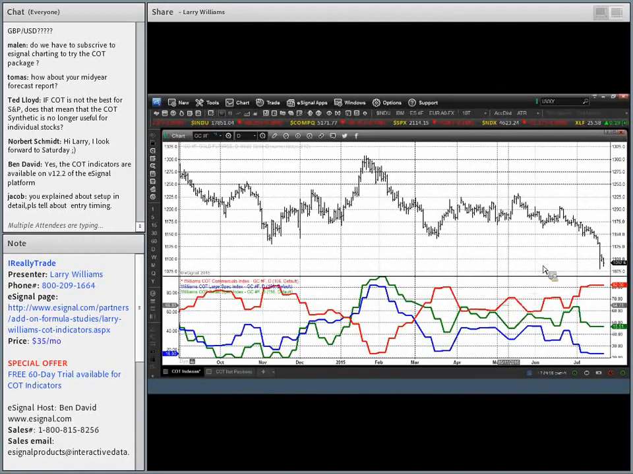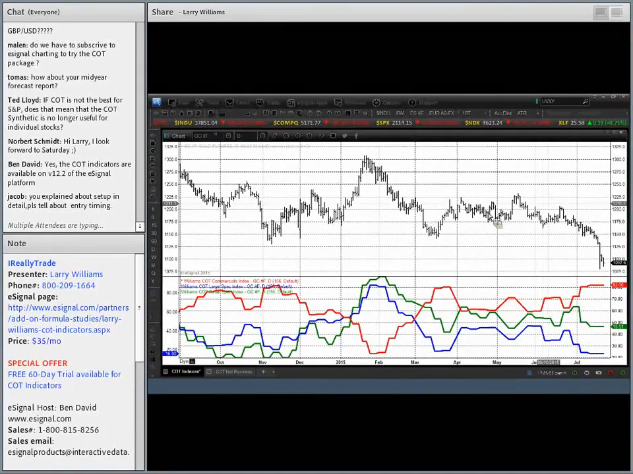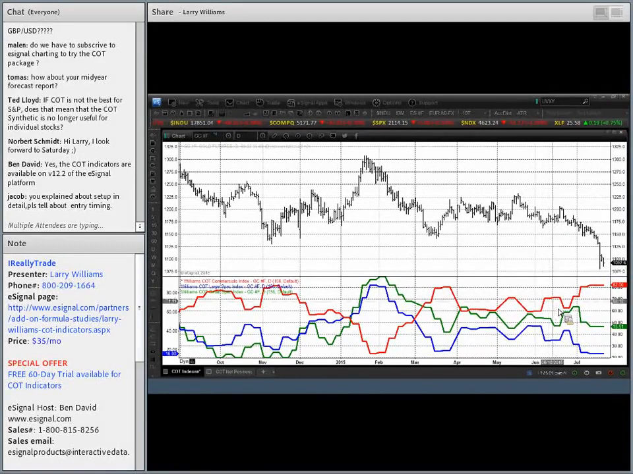Okay, I know you only care about gold right here, right now. So let's look at gold right here, right now. The commercials have been buying this market. The small specs have been getting out, and so have the large traders. We're really close to a buy point in this market. Are the small specs at an extreme?